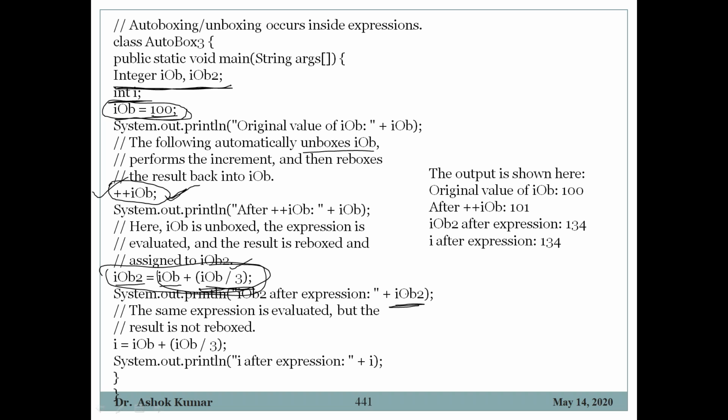So again here we are printing the IOB directly. So auto unboxing will happen over here. You will get the fundamental data type, and that fundamental data type will be converted into a string then, and you will get the result back on the screen. So I'm not going to discuss this because this is the same case. But the difference in this case is that because we are assigning the value to an integer variable, reboxing will not be performed over here. The rest of the operation will be the same in this case.